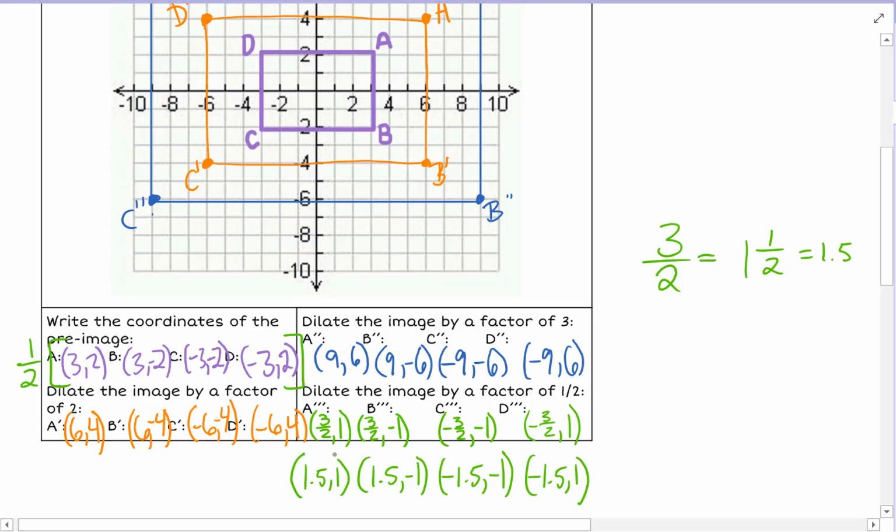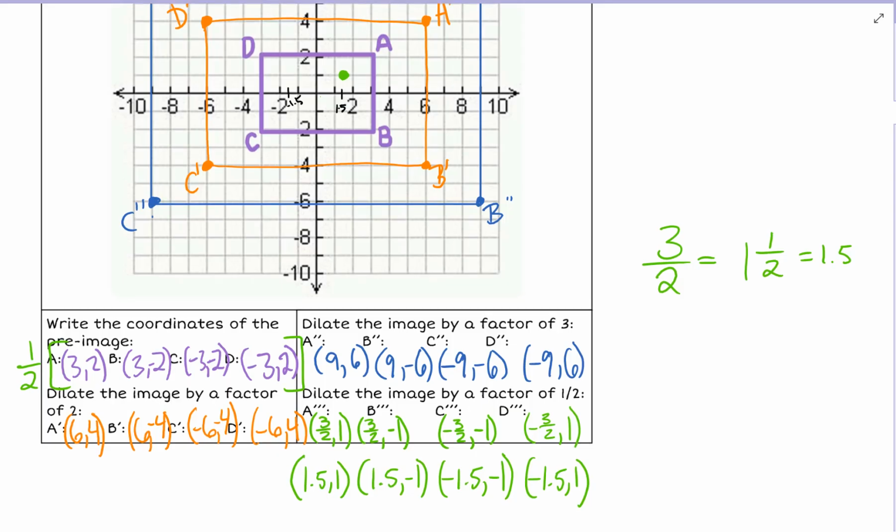A triple prime is at (1.5, 1). So I'm going to go to where 1 is and where 2 is. I know 1.5 is halfway between 1 and 2. So I'll go about right here. And then up 1. So your point is actually going to be in between the squares. Halfway in between. (1.5, -1). That one will be right here. Then we go to negative 1.5, which is in between negative 1 and negative 2. And we plot those 2 points and connect the dots.